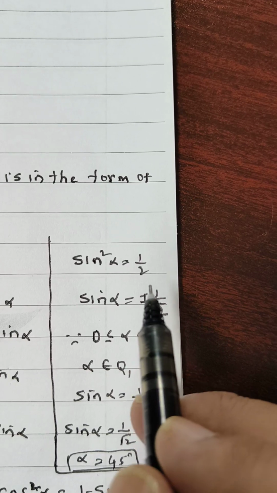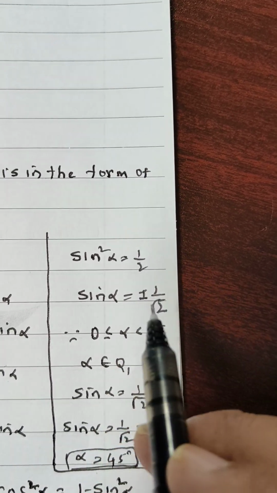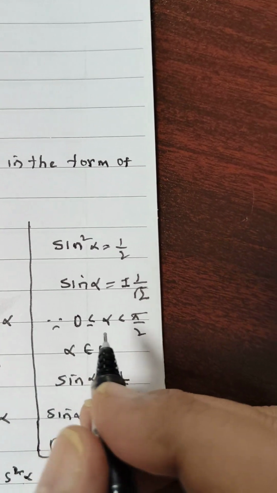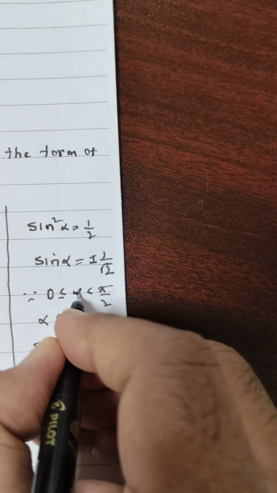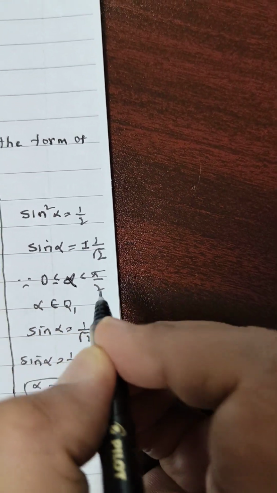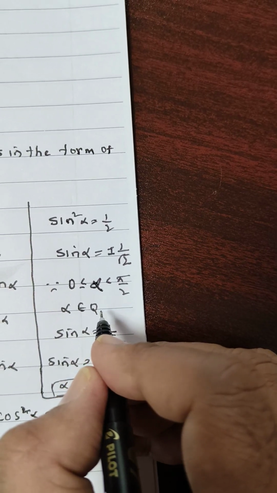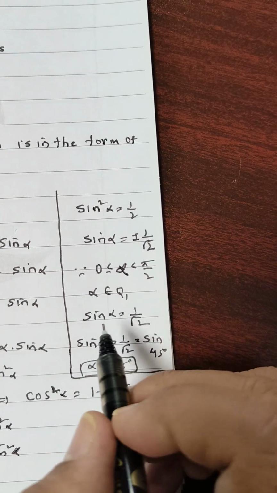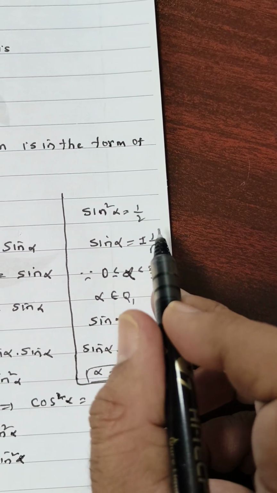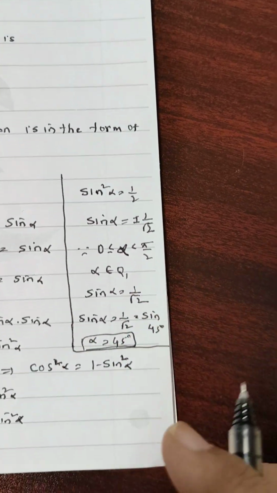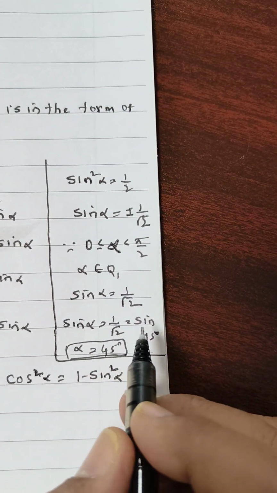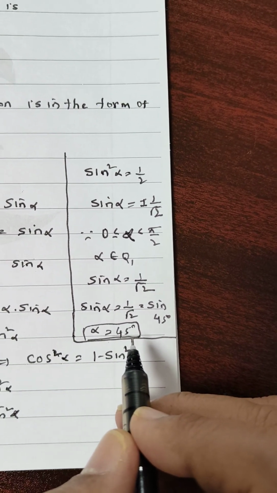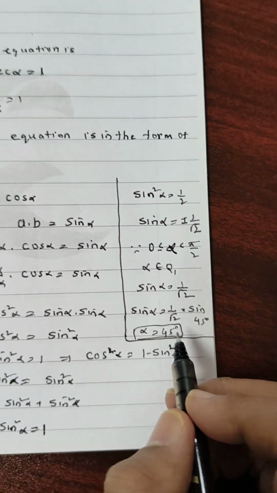Sin alpha is equal to plus or minus root over 1 by 2, which can be written as 1 by root 2. Since 0 is less than or equal to alpha less than pi by 2, alpha belongs to quadrant number 1. In quadrant number 1, all the trigonometric ratios are positive. Therefore, for sin alpha we will take only the plus value, 1 by root 2. Sin alpha is equal to 1 by root 2 for the angle sin 45 degrees. Therefore, alpha must be equal to 45 degrees, and this is the solution. Thank you everyone.